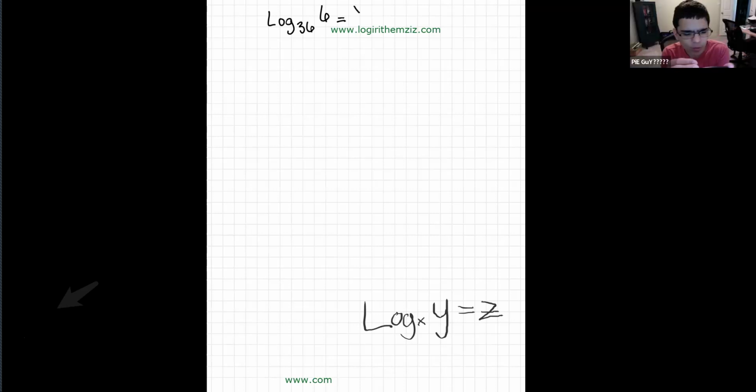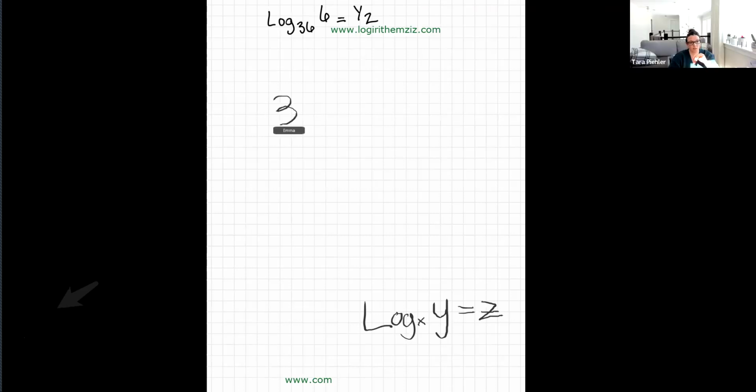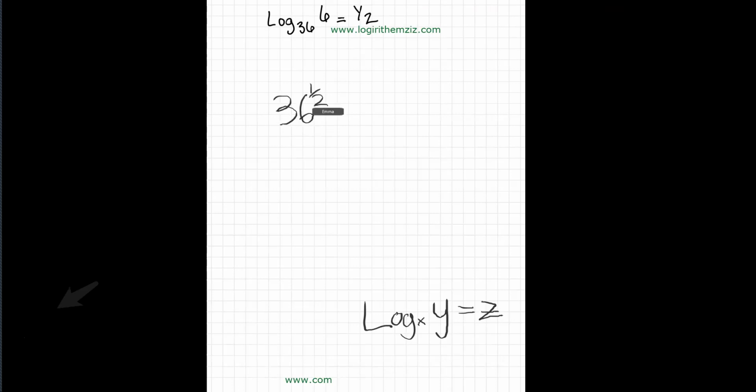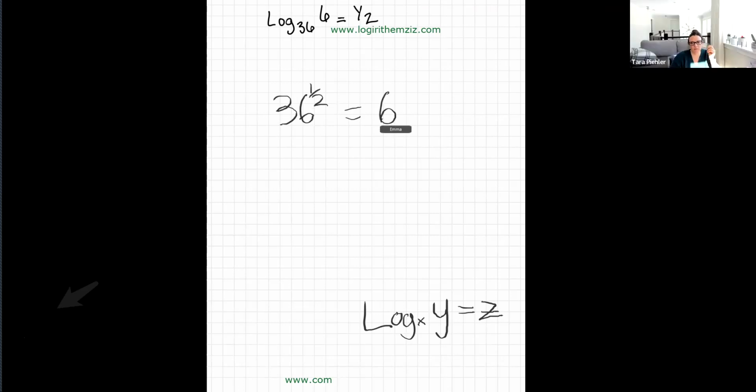The calculator says 1.556302501. So the answer to this is a half. Can somebody write an exponential? Oh yeah, Emma's doing it. That's right. So 36 to the half power, or the square root of 36, would be 6. Right.